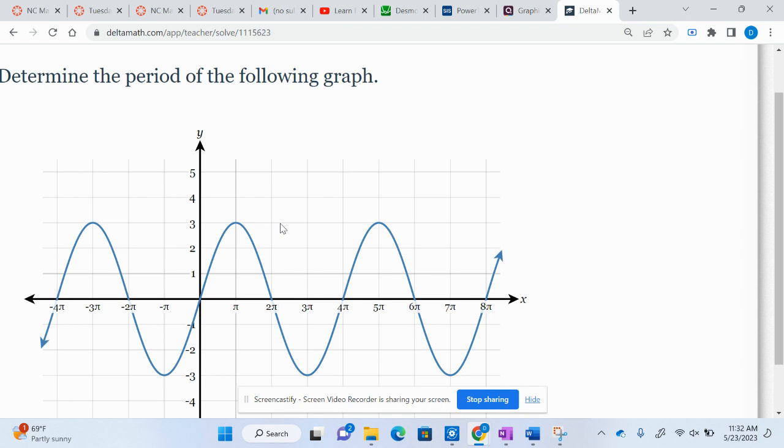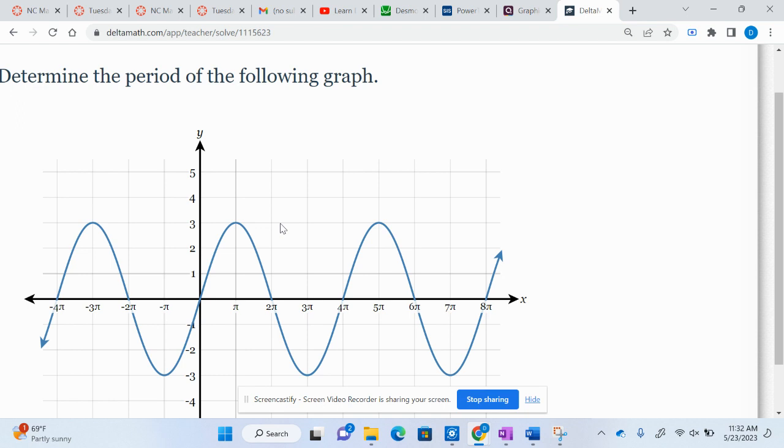So this is one complete cycle, meaning I start at 0, I go up to 3, down to -3, and come back to 0. This is one whole cycle of my sine function. How long does it take for that one whole cycle to happen? Yeah, it takes 4 pi for one cycle. So 4 pi for one cycle.